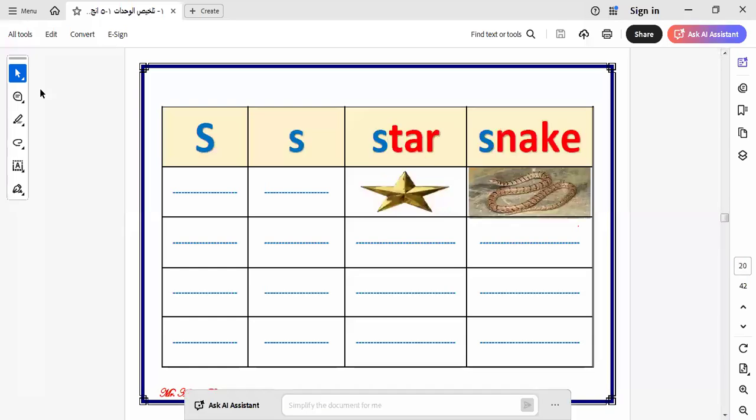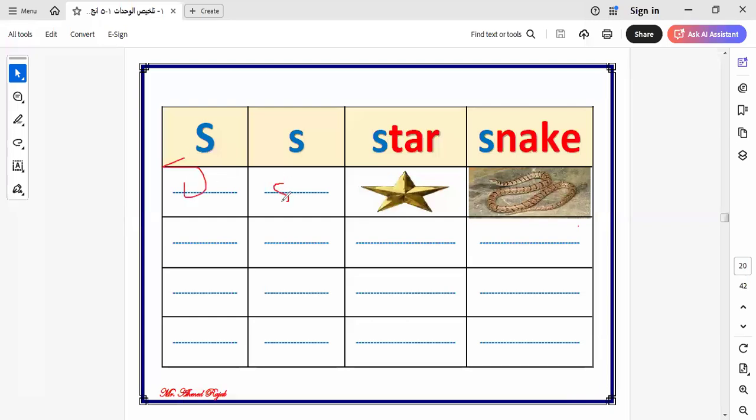Capital S and small s, star and snake. And all of us know that snake lives in what? In desert. Okay, most of us know this.